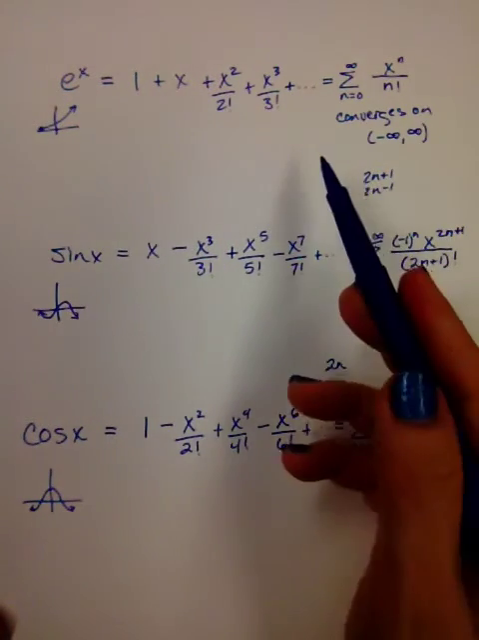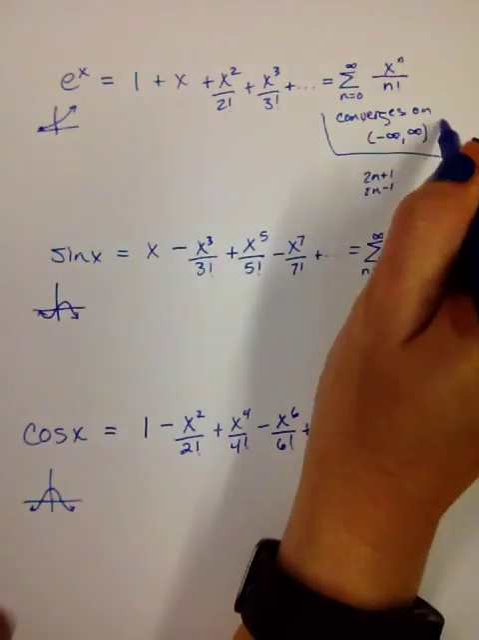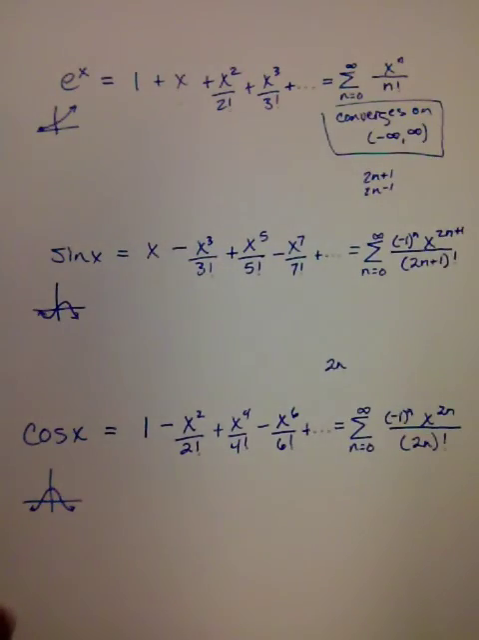e to the x, sine x, and cosine x all converge from negative infinity to infinity, so they can be used to approximate the function at any x value.